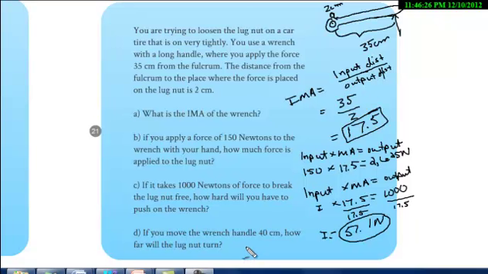So if you take 40 centimeters divided by 17.5, if you move the end of the handle where you're applying the force 40 centimeters, then the lug nut will only move 2.28, it looks like. No, 2.29. 2.29 centimeters is all the farther that the lug nut will turn.